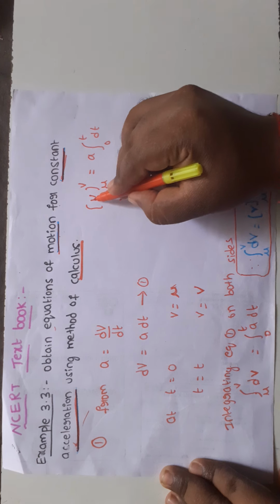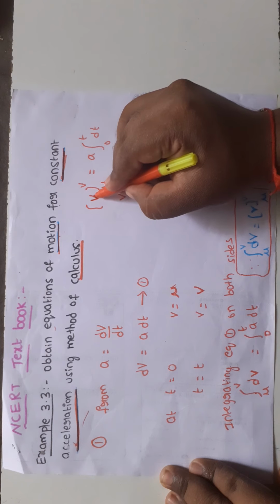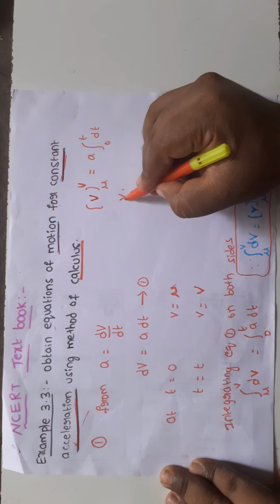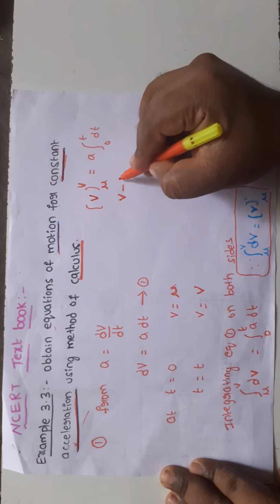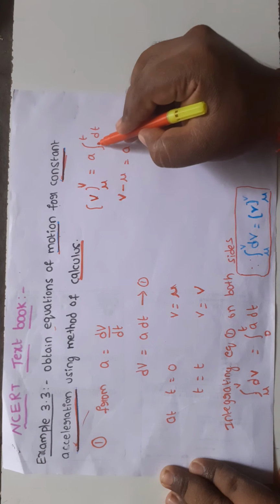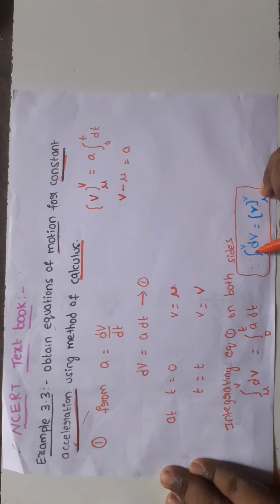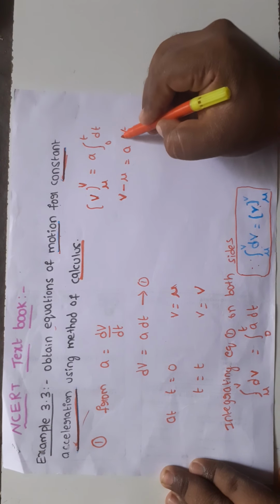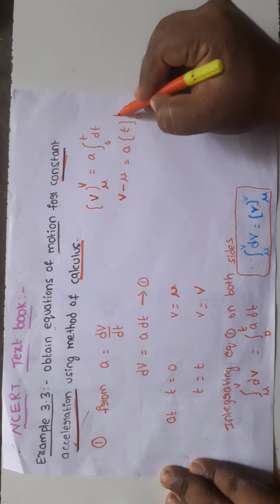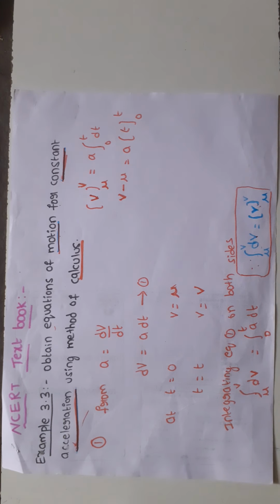So here I am applying the limits, upper limit minus lower limit. In case of v, I apply the upper limit v minus the lower limit. What is the lower limit? u. Equal to a integral dt. So integral of dt equal to t. Similarly, integral of dv equal to v, integral of dt equal to t. Here limits 0 to t. Do you understand? Integral of dv equal to v, integral of dt equal to t, integral of dx equal to x, depending on the situation.